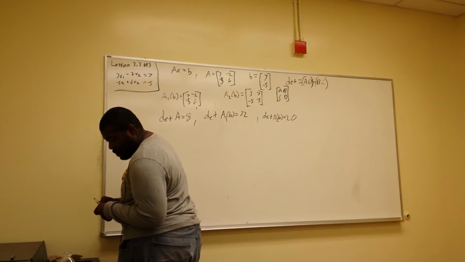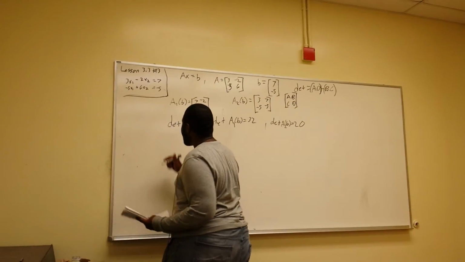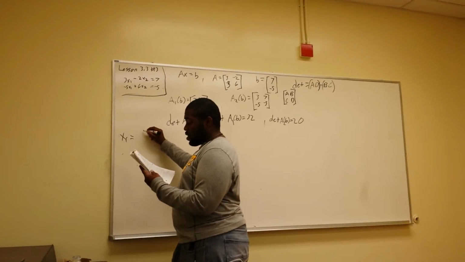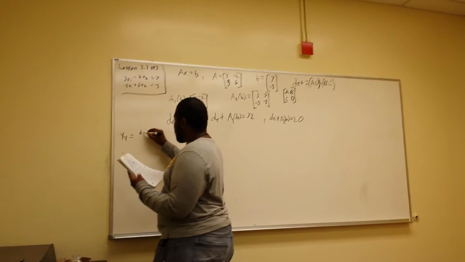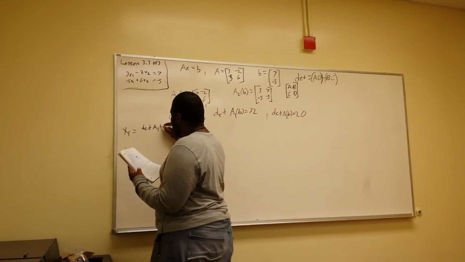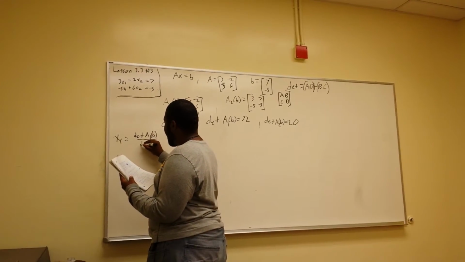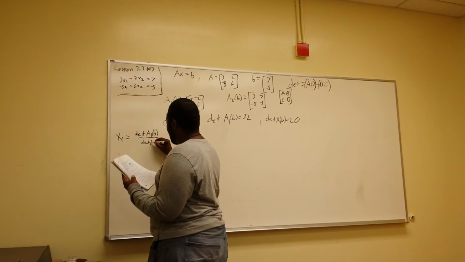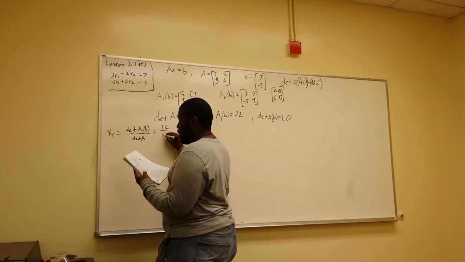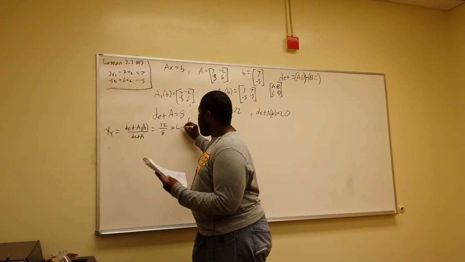Now, for the next step, we have our equations to find x1. For x1, we're going to use the equation determinant A1 of B over determinant A, which equals 32 over 8, which when reduced equals 4.